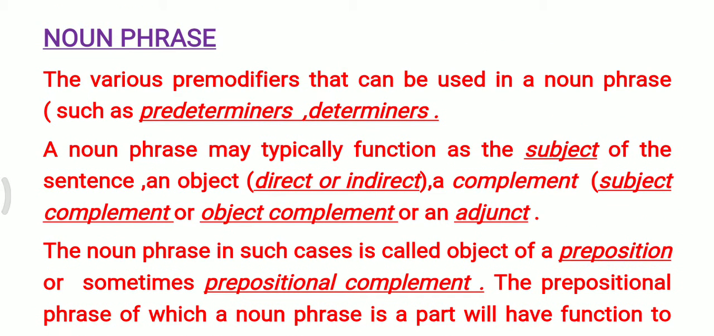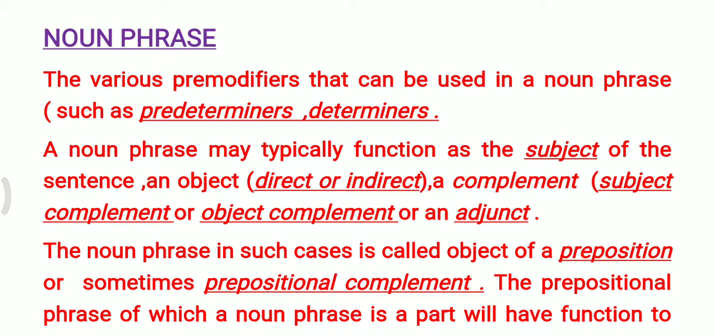Snakes is a word, so this is one noun, right? A noun phrase consisting only of a noun without any pre-modifiers or post-modifiers. Here snakes is there, but no pre-modifiers or post-modifiers, no modifications before or after. You should say snakes only, right? So this also comes under noun phrase.